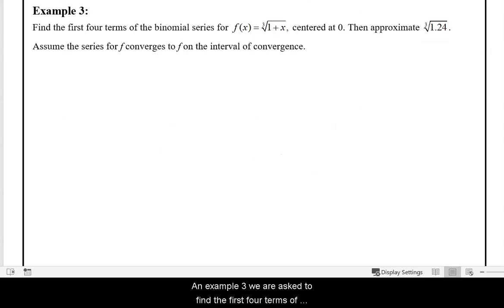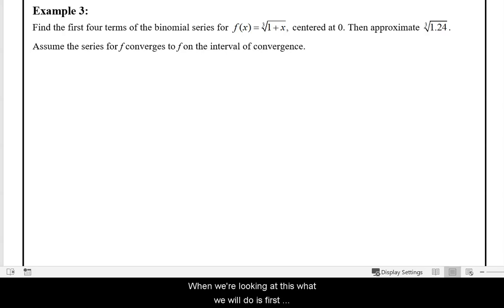In example 3, we are asked to find the first 4 terms of the binomial series for the function the cube root of 1 plus x, again centered at 0. We will then use it to approximate the cube root of 1.24. This time we're told how many terms to compute, and we're not asked to find a certain decimal place of accuracy. We will again assume that the series for this function does converge back to this function on its interval of convergence. Let's take a look then at this one.